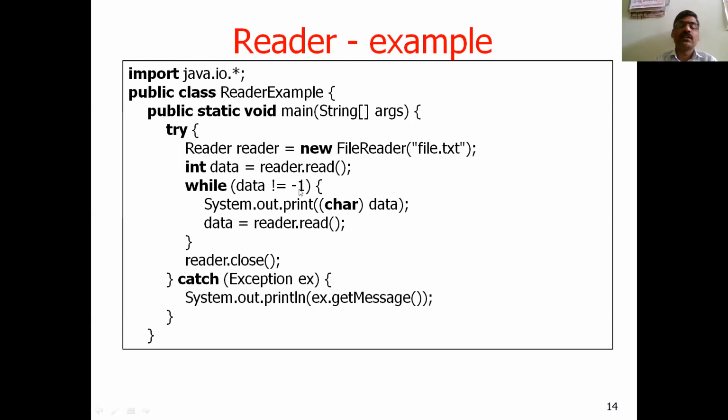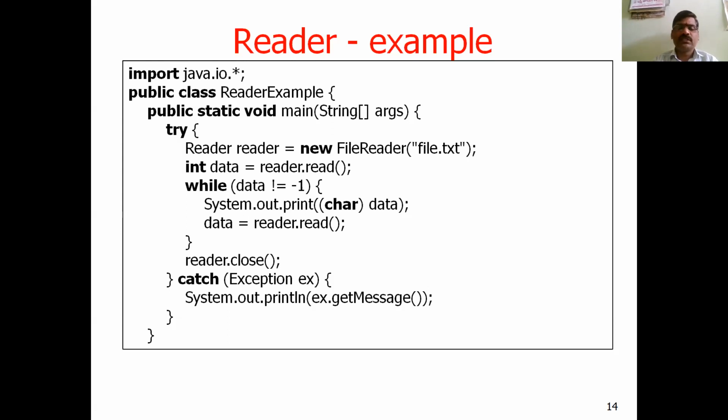That is nothing but until you reach end of file, -1 character. Fine. So once you come out of this while loop, now reader.close will close the reader object. Then here I am defining a catch. Now within this catch, I am handling the exception. So Exception is a superclass for all types of exceptions.